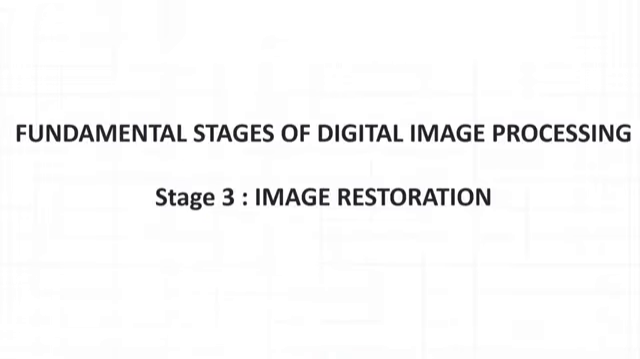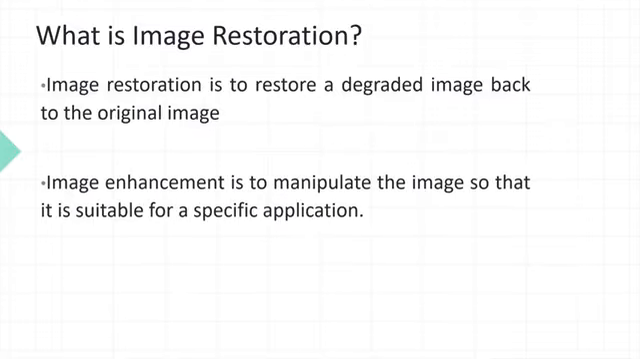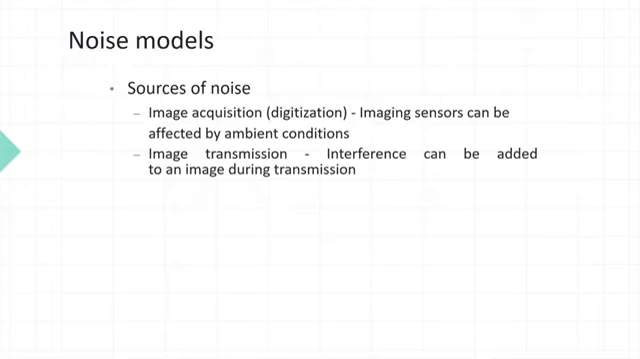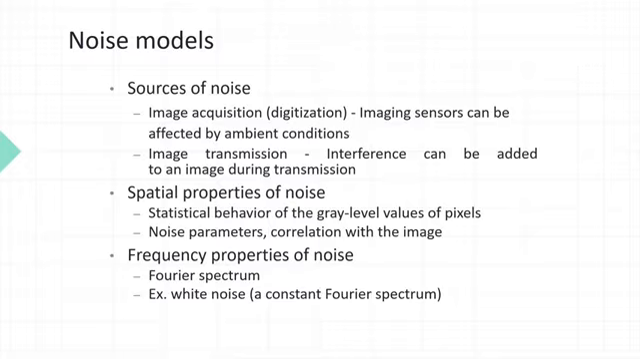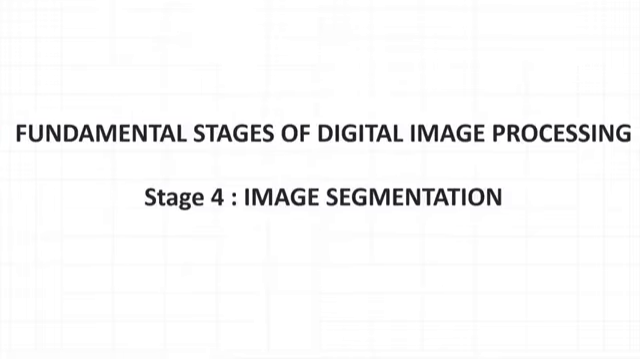Later, we moved towards stage 3 of digital image processing, referred to as image restoration, which is almost similar to image enhancement, but image restoration is more objective than image enhancement. Later, we moved from image restoration to the next stage of digital image processing, referred to as image segmentation. As I already informed, image segmentation is most preferred in post-processing steps in image processing.